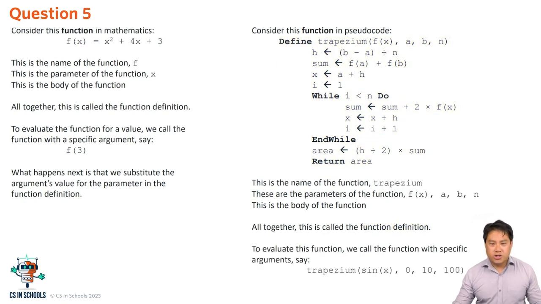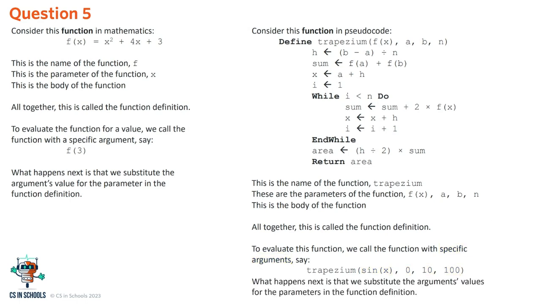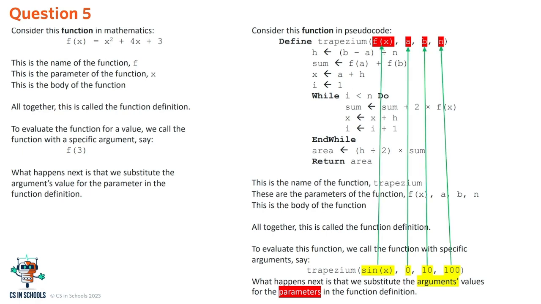To evaluate the function, we call the function with specific arguments. We use the name, just as we did before with f of 3. We're going to use the name trapezium, and fill it in with 4 arguments in this case: sine of x, 0, 10, and 100. What happens next is we take those argument values and substitute them in for the parameters in the function definition. So f of x takes on the value of sine of x, a takes on the value of 0, b takes on the value of 10, and n takes on the value of 100.